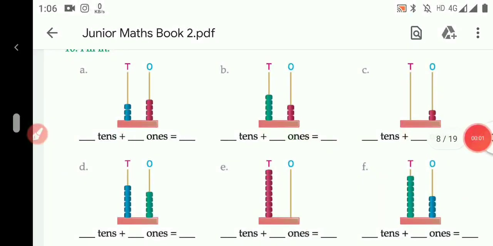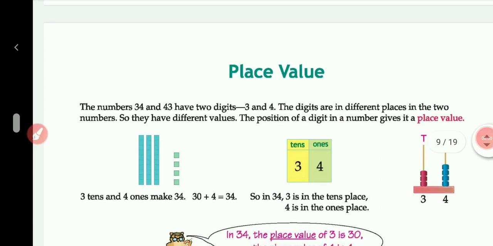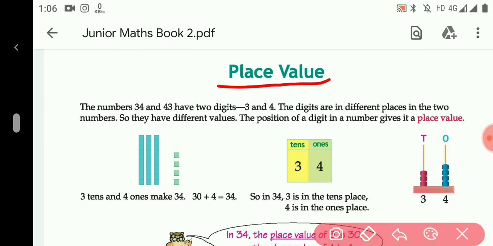Now let's move towards place value. Do you know what place value is and how we can find it? Place value means where the digit is placed in a number. For example, the numbers 34 and 43 have two digits in them, 3 and 4. But the digits are in different places in the two numbers, so they have different values.